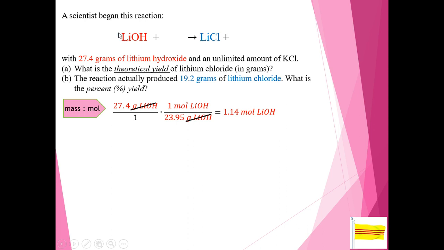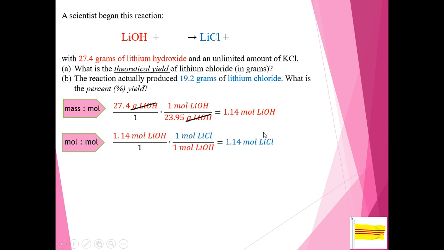The coefficient here is a 1 to 1. So once we know moles of lithium hydroxide, we can find how many moles of lithium chloride should be produced, again, theoretically. Okay, so here I have from mole to mole. You would just carry the previous answer of moles of lithium hydroxide down and then just convert mole to mole.